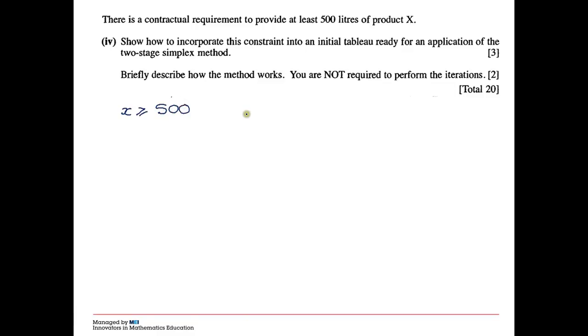When we have greater than constraints, we have to incorporate a surplus variable and an artificial variable. So it becomes X, and instead of adding a slack, we subtract a surplus, and it will be S4. And then we add an artificial variable to make it an equality. So there is our new constraint.